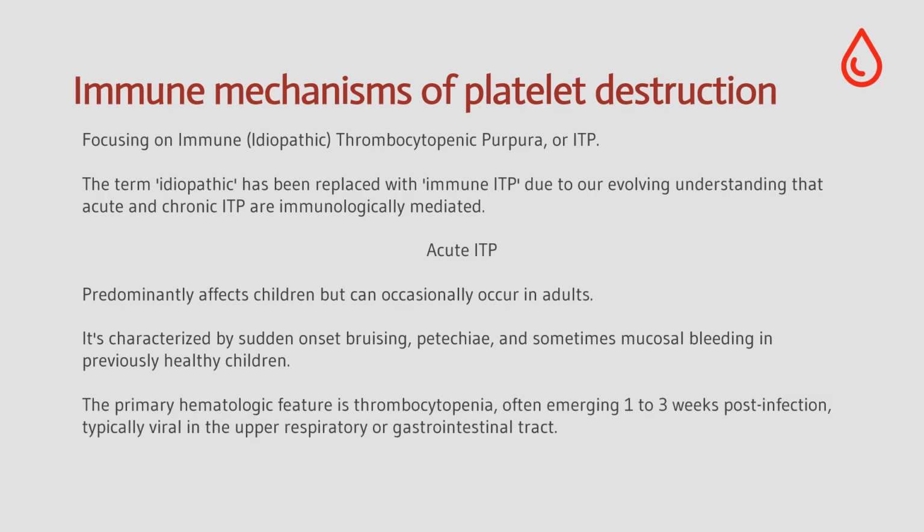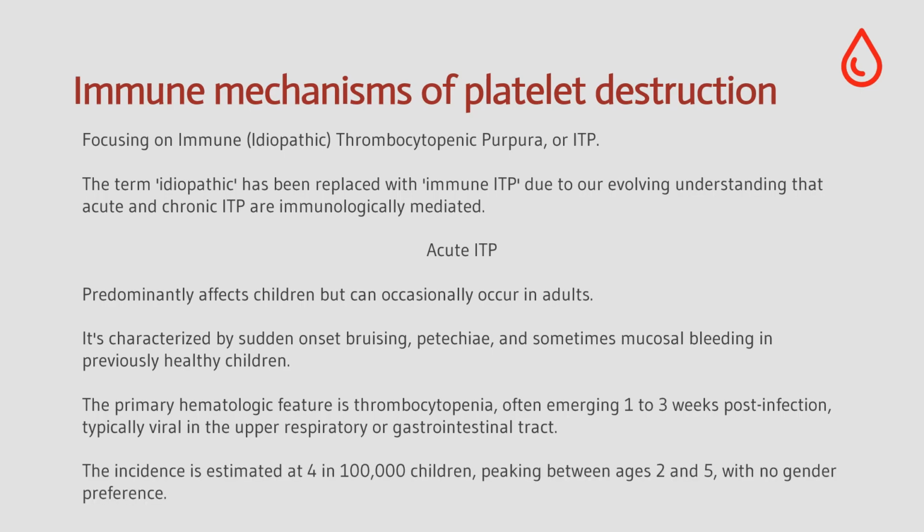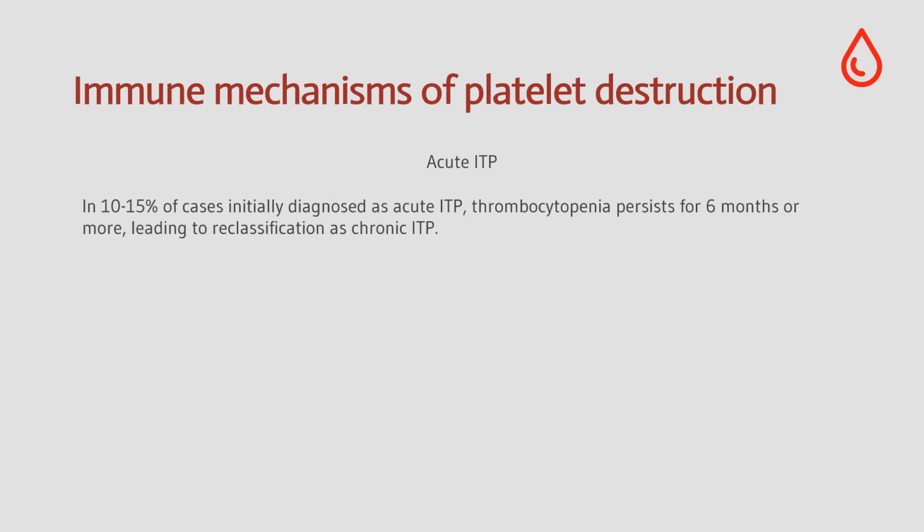The primary hematologic feature is thrombocytopenia, often emerging 1 to 3 weeks post-infection, typically viral in the upper respiratory or gastrointestinal tract. The incidence is estimated at 4 in 100,000 children, peaking between ages 2 and 5, with no gender preference. In 10 to 15% of cases initially diagnosed as acute ITP, thrombocytopenia persists for 6 months or more, leading to reclassification as chronic ITP.